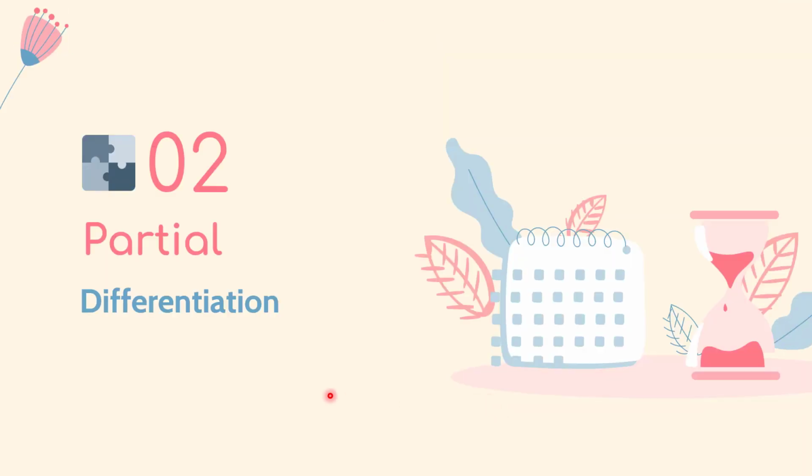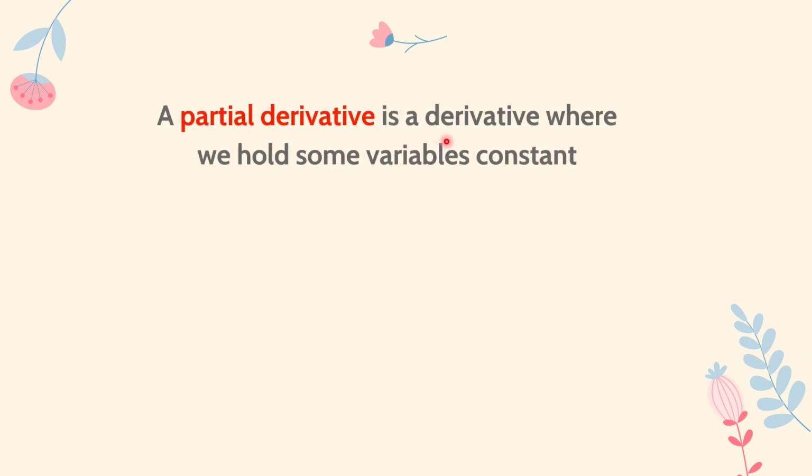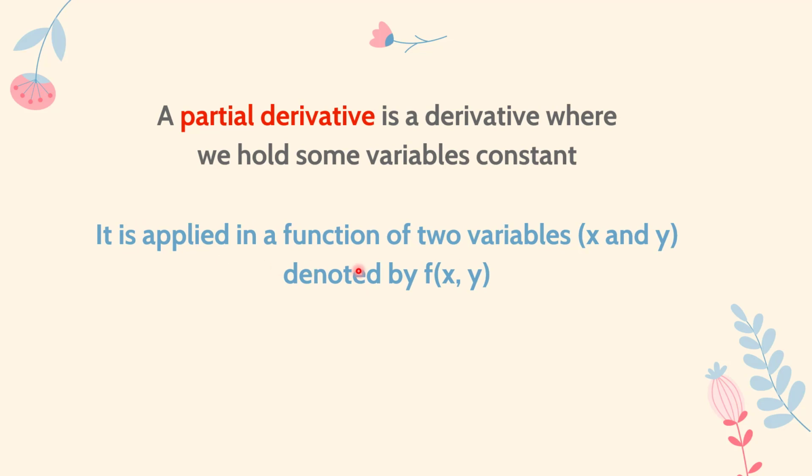The second one is about partial differentiation. For partial differentiation, we differentiate a function where we hold the others as constants. It is applied to a function of two variables x and y, which is denoted by f, a function of x and y.